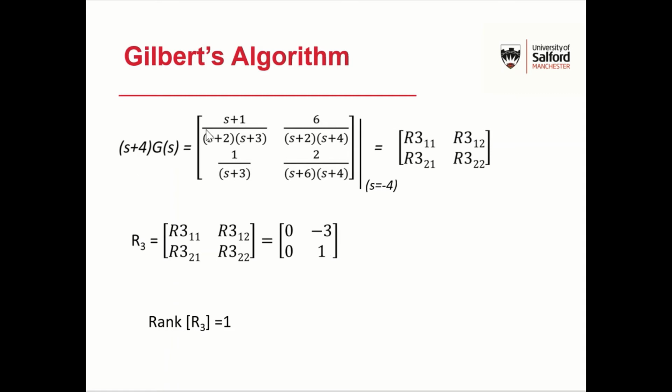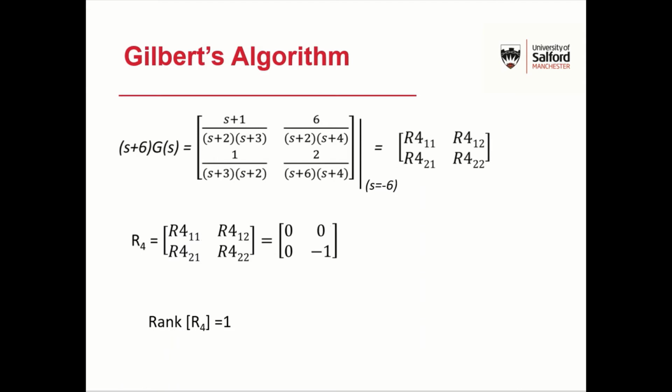Next one, we do the s plus 4. So if we multiply s plus 4 by this and evaluate it at s is minus 4, that first term will be 0. That term will be 0 as well. But when we do this one, we get the s plus 4 cancelling with the s plus 4. We put s is minus 4 in here. So minus 4 and 2 is minus 2, minus 2 and 6, minus 3. This term here, the s plus 4 cancels, so we get 2 over minus 4 plus 6, which is 2, 2 over 2 is 1. Again, this has only got rank 1, because this has got a 0 determinant.